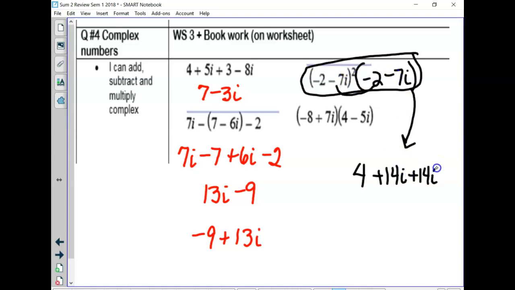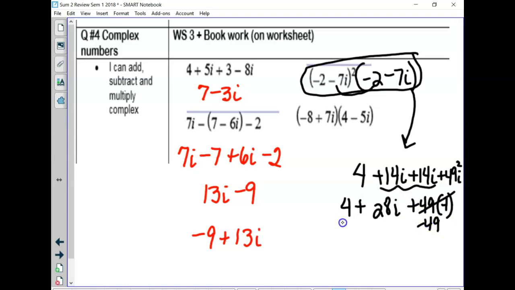Negative 7i times negative 7i would be plus 49i squared, which becomes negative 49. We can add these together if you want and get 28i. But back here, it's 49 times negative 1, which becomes a negative 49, right? So negative 49 plus 4 is negative 45 plus 28i, or 28i minus 45. Is that what you got, Xavier? You good?